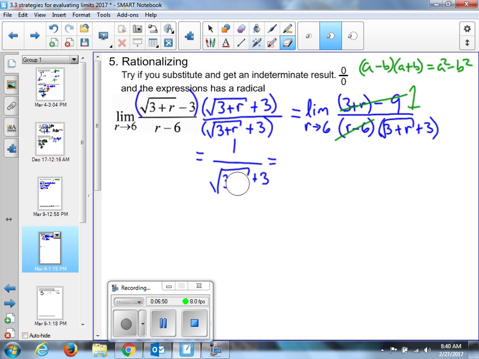R is approaching 6. Nobody stop me, guys. Okay, I'm on weekend mode still. So root 9, so 3 plus 3 on the bottom, 1 over 6. Okay. It's a good thing I had done it in my head ahead of time. 1/6, otherwise you're sitting there with an error.